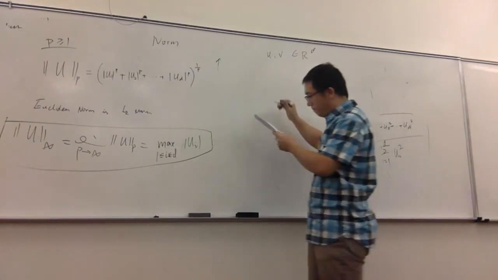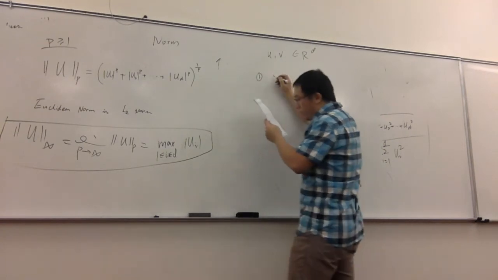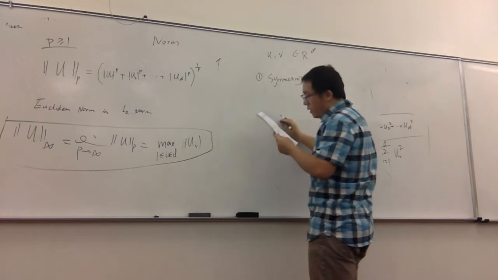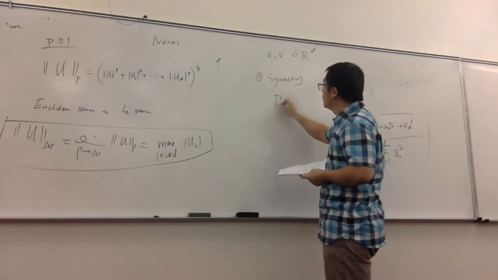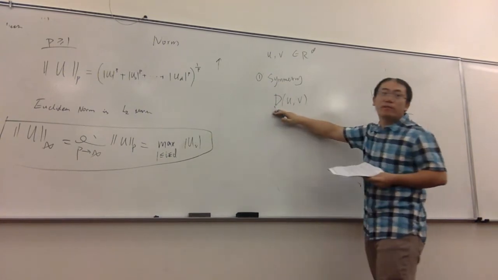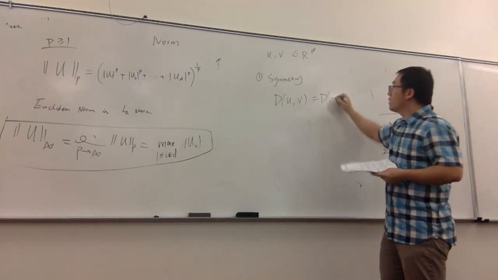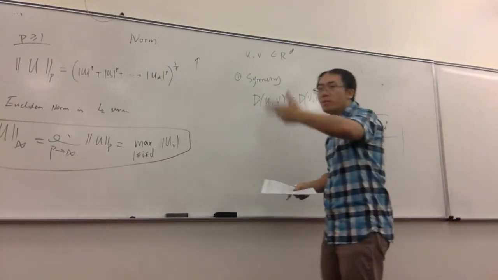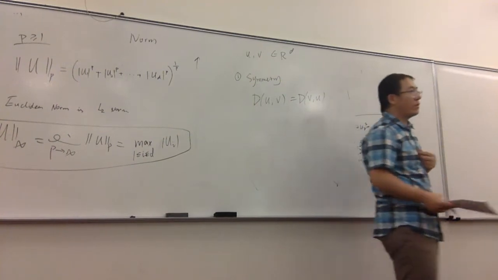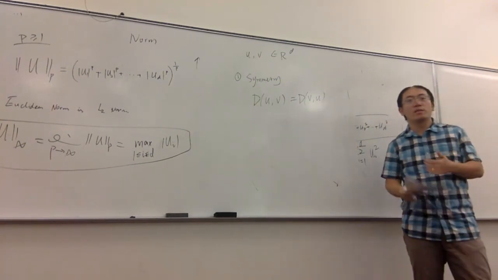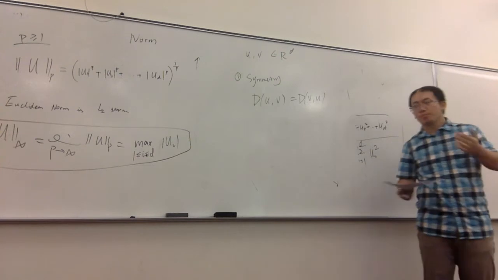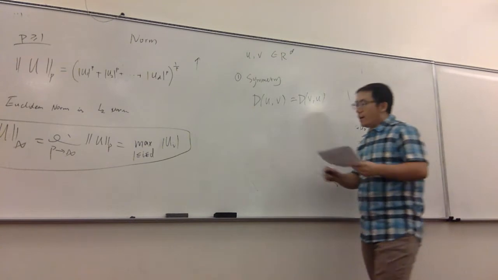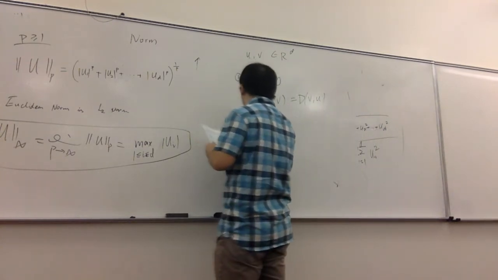So the first property is called symmetry. Namely, in your distance metric, D(U,V) must be exactly the same as D(V,U). Meaning that the distance between you and me is the same as the distance between me and you. This is intuitive, right? If they are different, then it's not consistent. And the second property is called non-negativity.